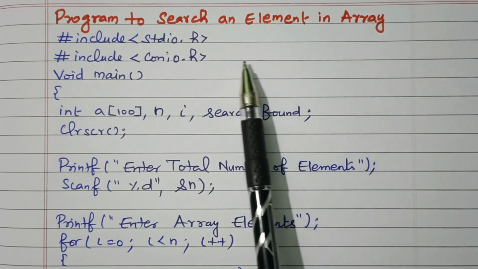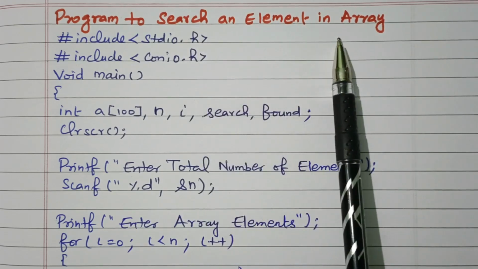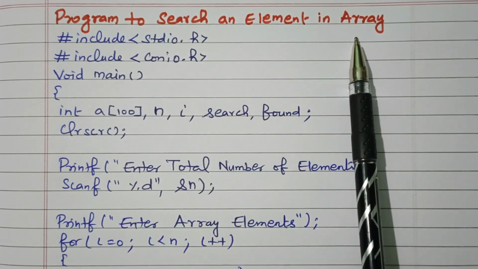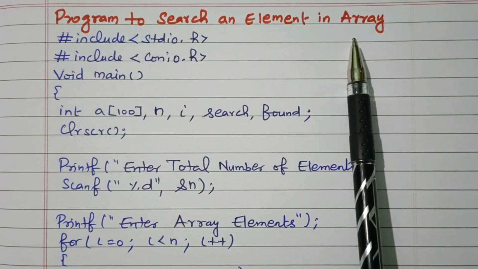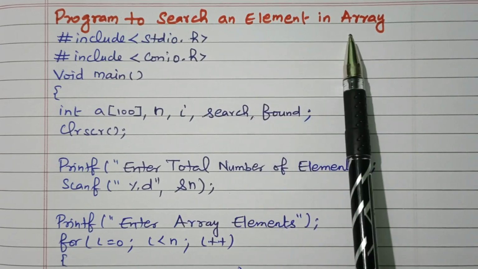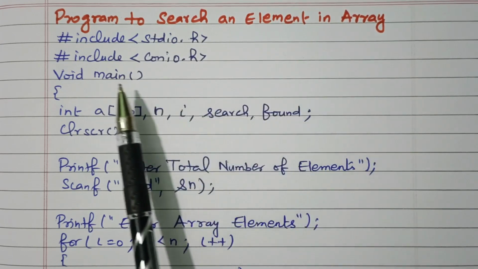Now we'll go to the program. Searching an element in the array. We know that an array is a collection of the same type of data. Here we are using a single dimensional array set of data. In that we are going to search a particular element, whether that element is available in the array. Now we'll go to the program.